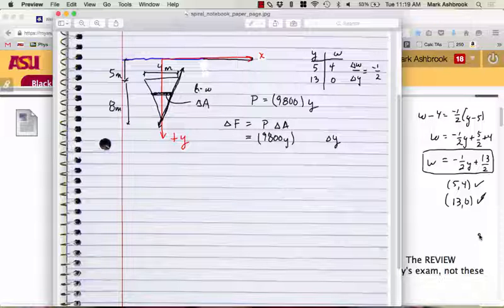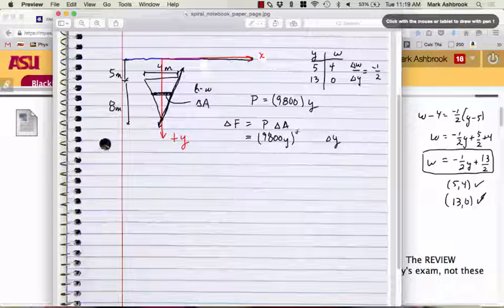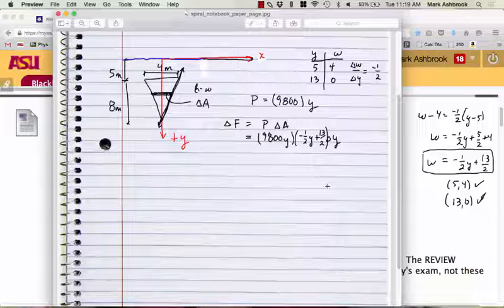All right, so then my area would be the width times delta y. And now I got my width, which is negative 1/2 y plus 13 halves, times delta y. So that's my little bit of force. Pressure, 9,800 y times delta A.